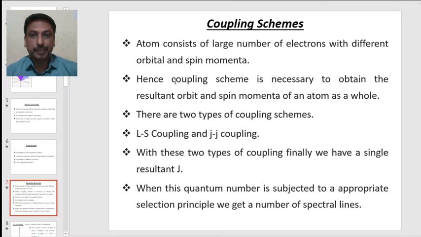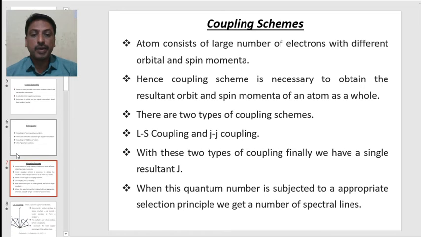Coupling schemes. An atom consists of a large number of electrons with different orbital and spin angular momentum. Hence, a coupling scheme is necessary to obtain the resultant orbital and spin angular momentum of an atom as a whole. Generally, there are two types of coupling schemes: one is LS coupling and the other one is JJ coupling. When these couplings occur, finally we get a single resultant quantum number, J. When this quantum number is subjected to an appropriate selection principle, we get a number of spectral lines.